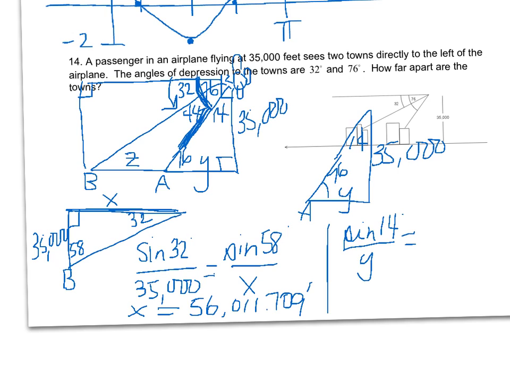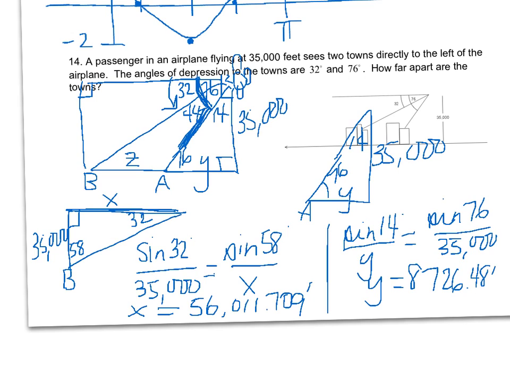So the sine of 14 over y equals the sine of 76 over that huge number, 35,000. And if you do cross products on that, you get y is equal to 8,726.480 feet. Notice I'm going up to 3 decimal points also. The AP exam requires that you do go out to 3 decimal spots or more.